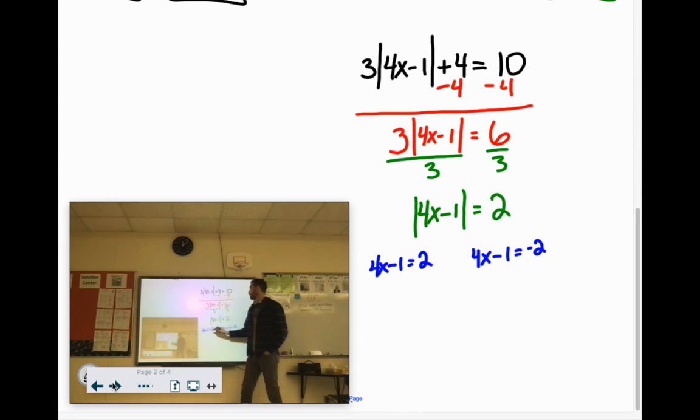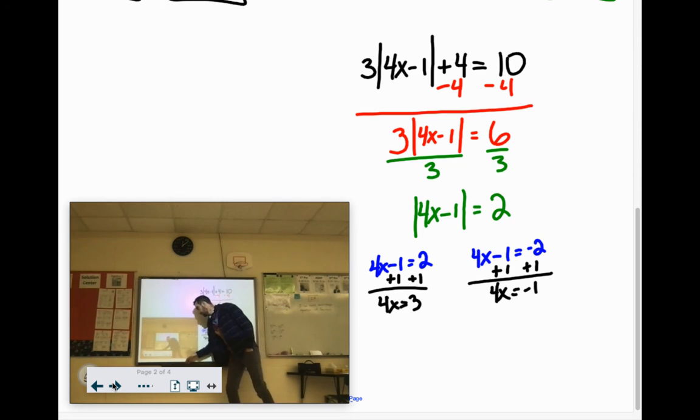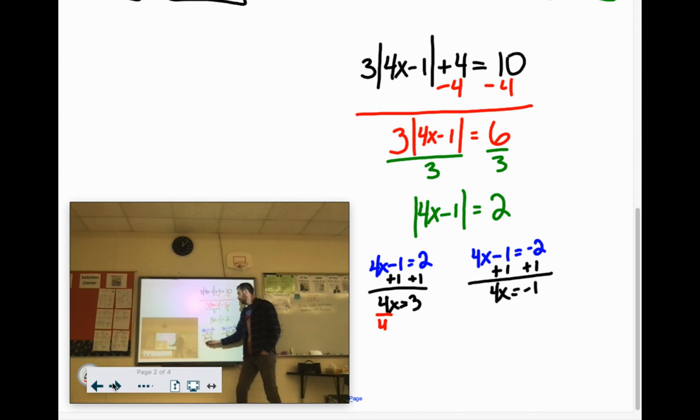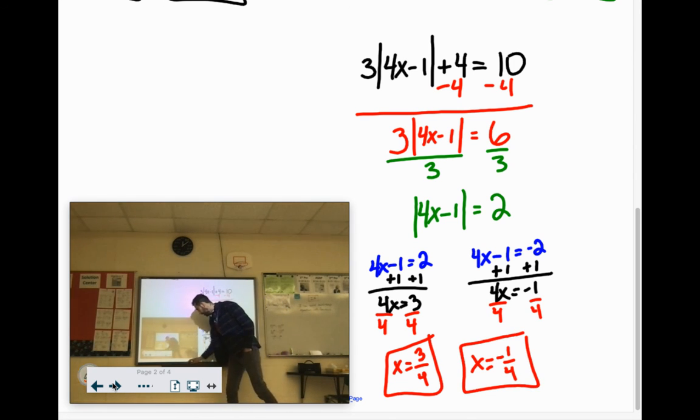First, we would add the 1. 4x equals 3. Plus 1 plus 1. 4x equals negative 1. And then we would divide both of those by the 4. So x equals 3/4, 1.75, and x equals negative 1/4, or negative 0.25. If you substitute either of those into the original equation, they both work. We did it, man. We did it.